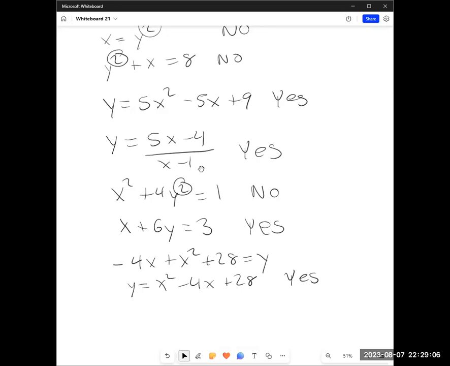So that's it for this set of problems. Next time we'll talk about evaluating functions. Evaluate means to find the value of.